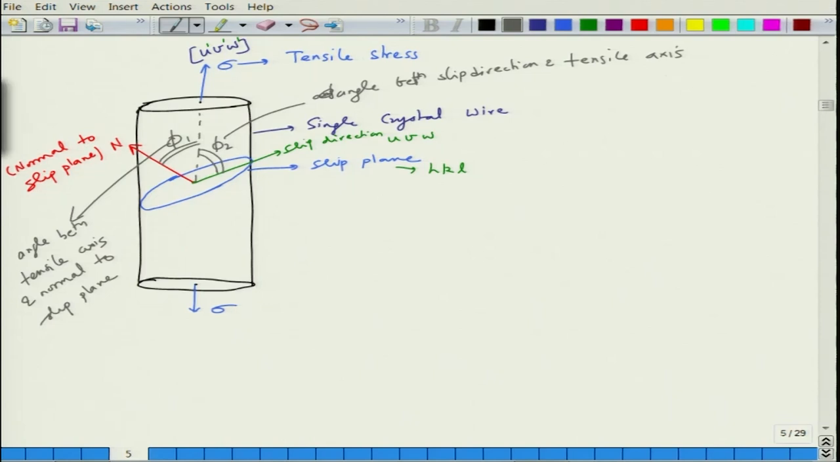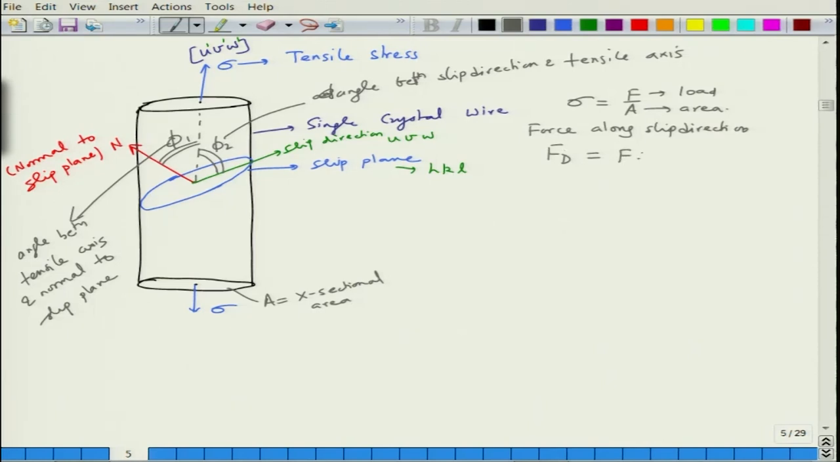Okay, so sigma, let us say the cross sectional area is A, so sigma is equal to load divided by area. So this is load, this is area. Now, the force along the slip direction can be calculated by just doing the force balance. It is FD, and FD can be given as F into cos of phi 2. And if I look at the area of the slip plane, by geometry the area of the slip plane will be A divided by cos of phi 1.